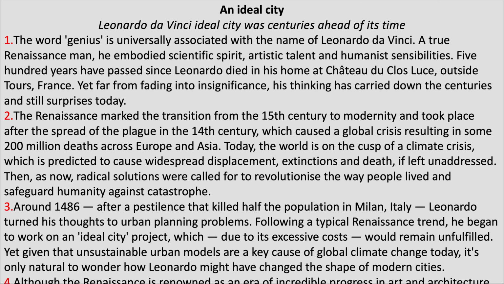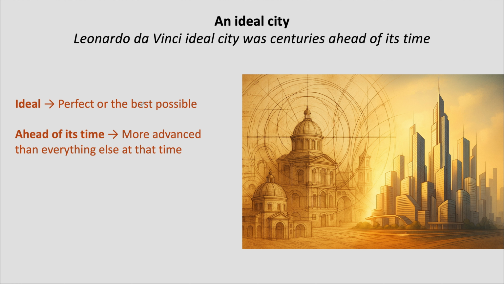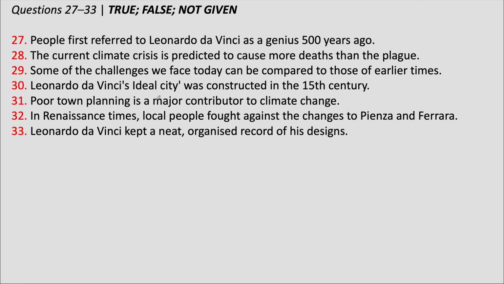Let's solve the IELTS reading academic passage from Cambridge Book 18, Test 2. The title is An Ideal City, which means a perfect city. Ahead of its time means something was very modern or advanced compared to the period it was created in. The subtitle means that Leonardo da Vinci's idea of a perfect city was much more advanced than the cities that existed during his lifetime. First, we have true, false, not given questions.